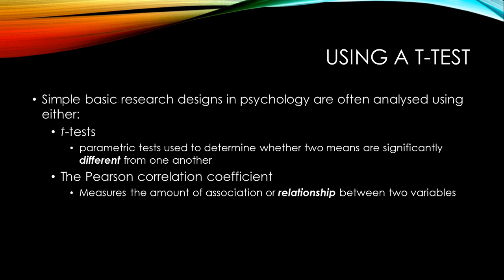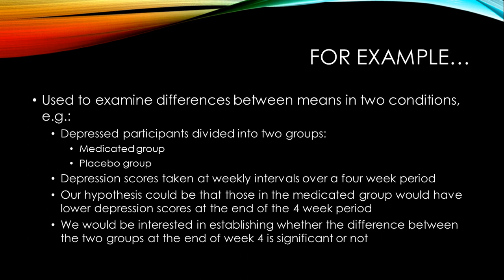You can alternatively use a Pearson's correlation coefficient. We will get onto that in a future lecture, which looks at the amount of relationship, correlation in effect, between two variables. So is there a pattern? In other words, if one goes up, does the other one go down? Or if one goes up, do they both go up? And if one goes down, they both go down. So is there a fluctuating pattern between variable A and variable B? But we don't need to think about Pearson's today because we're going to focus on t-tests.